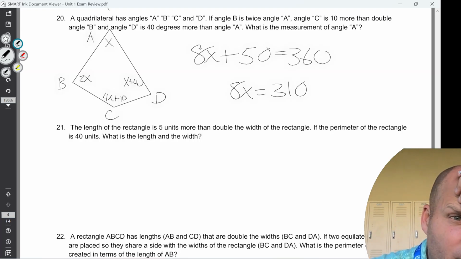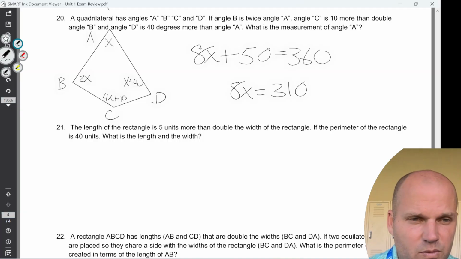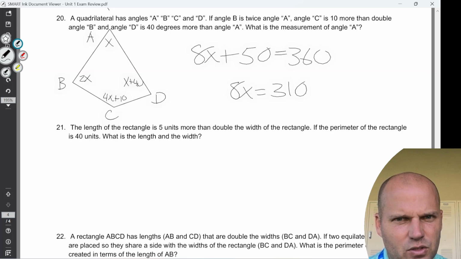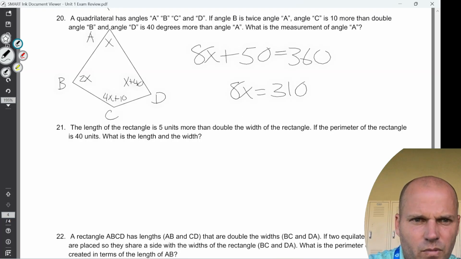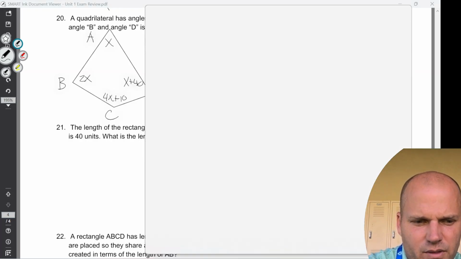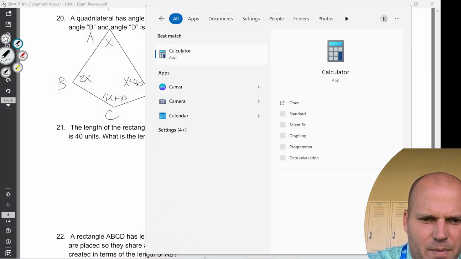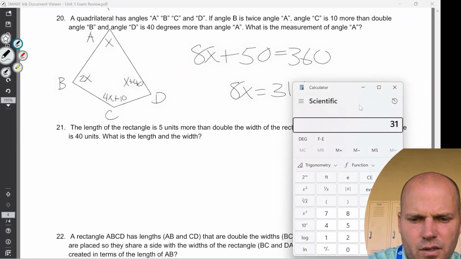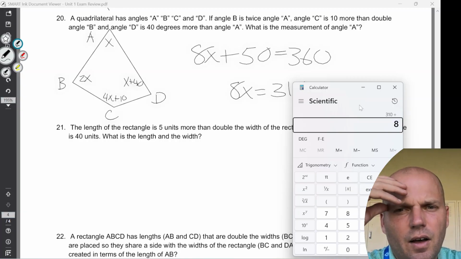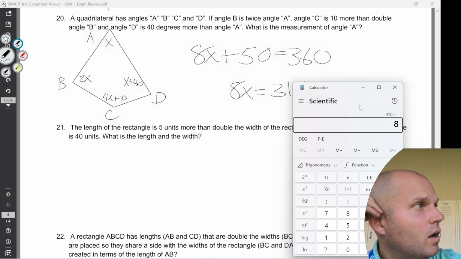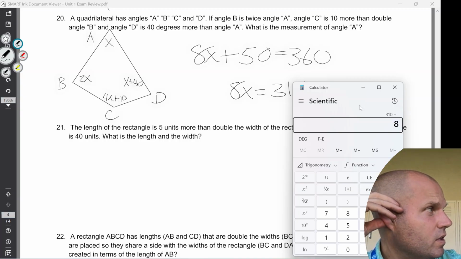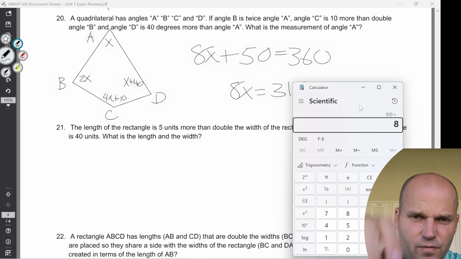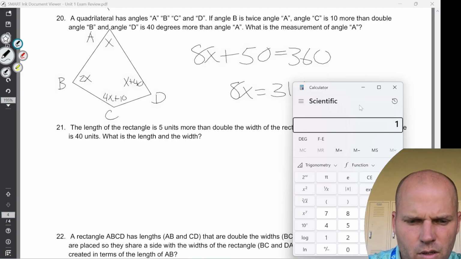Yikes. 10 more than double angle B. 40 degrees more than angle A. I thought this was going to work out better, but it doesn't. But 310 divided by 8 is 38 point something, so it's 155 over 4.